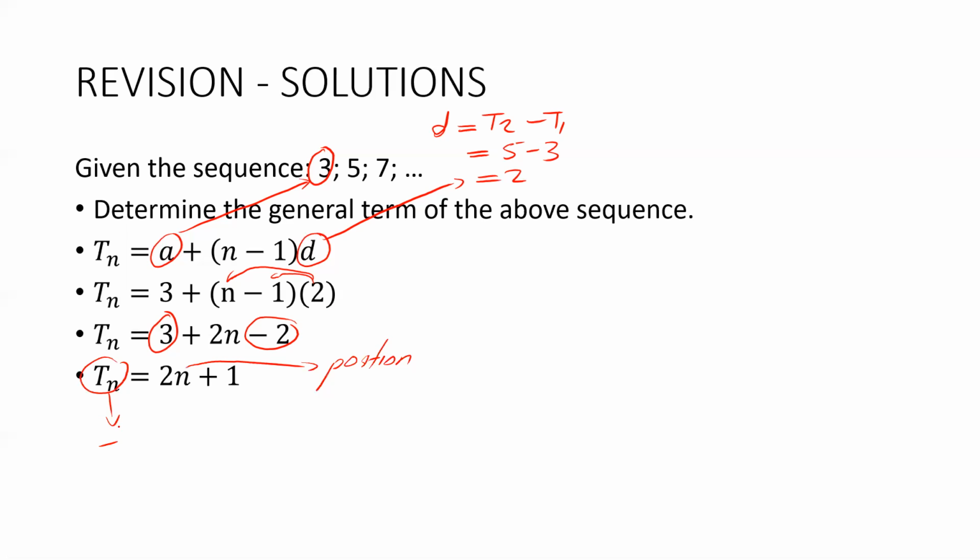So if the question requires you to answer this way, it is the 5th, the 6th, the 7th, you must just know that they're asking for n. If it forces you to give that type of an answer, you get it?